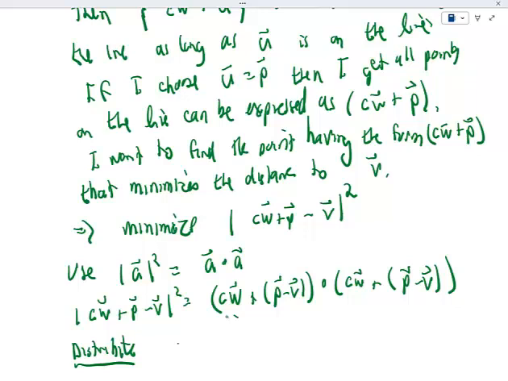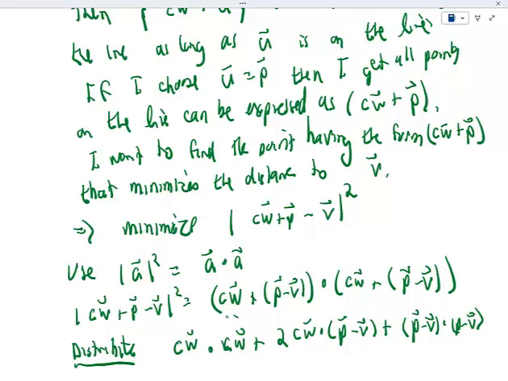So I get first times first, so that's going to be CW dot CW, plus, and you can see I have 2 times CW dot P minus V because the dot product is commutative, plus P minus V dot P minus V.